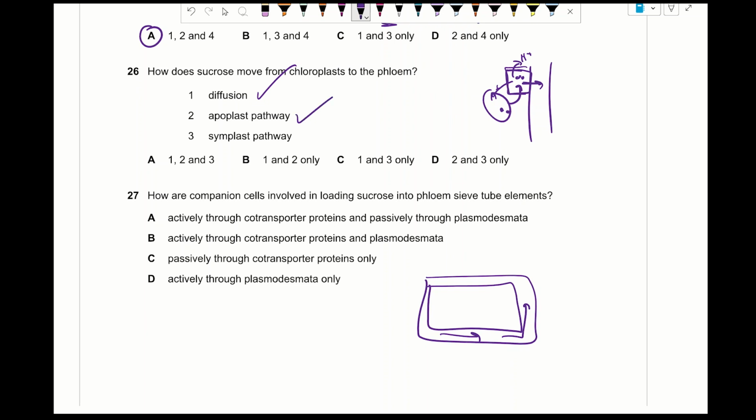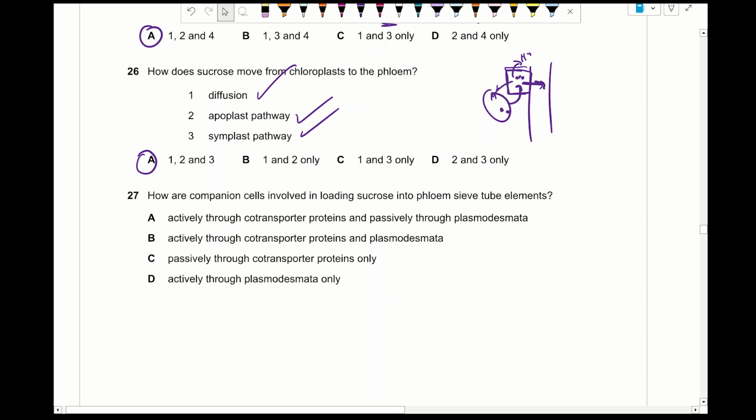3. Symplast pathway. The symplast pathway contrasts the apoplastic pathway. The symplast pathway is the movement of water across the plant via pores called the plasmodesmata. We just mentioned that companion cell and sieve tube elements are beside each other, and what happens is that the sucrose found inside the companion cell diffuses into the sieve tube elements. How does that happen? Via the symplastic pathway, from pores called the plasmodesmata. Therefore, this is correct, and the answer is going to be A.